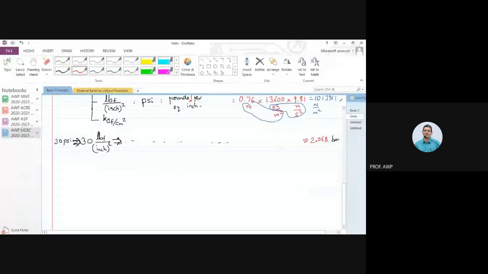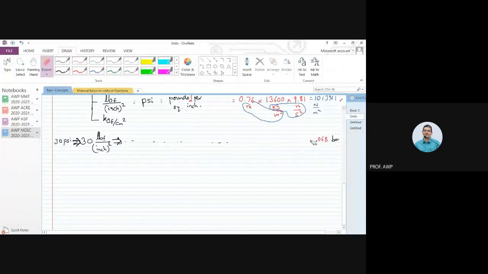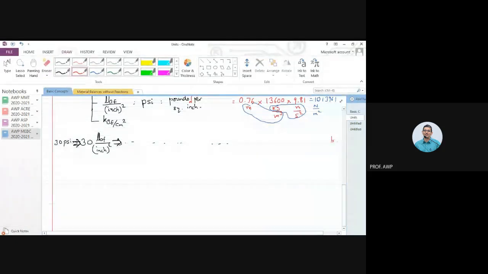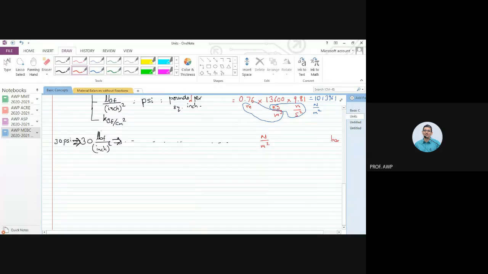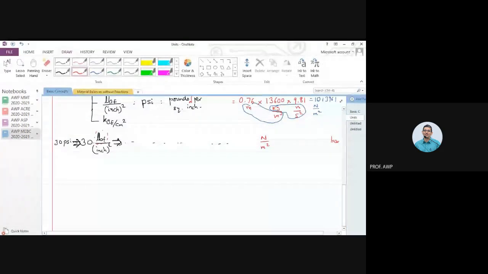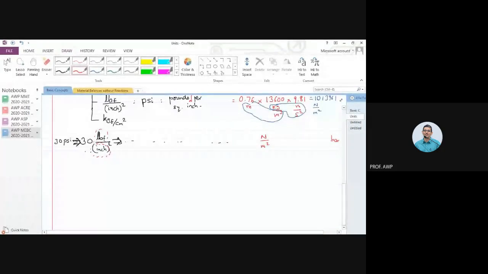So let's try to see how to convert. What we want is bar. So before we convert to bar, we can convert to Newton per meter square, and then we know the conversion from Newton per meter square to bar. So what I want is Newton in the numerator instead of pound force, and meter square in the denominator instead of inch square. So let's do that slowly.